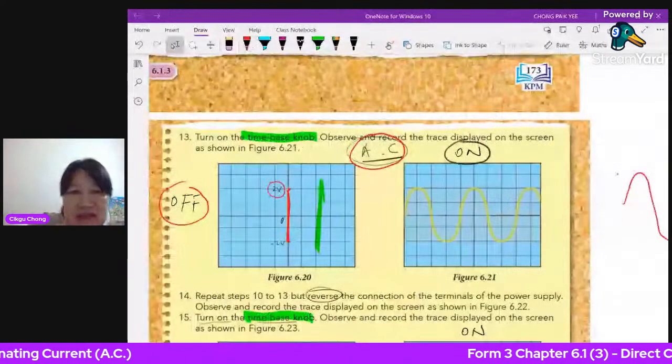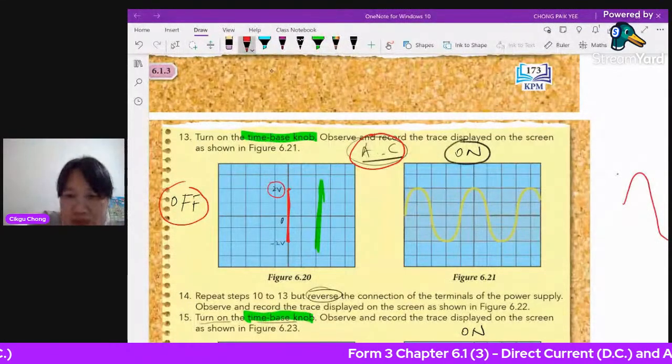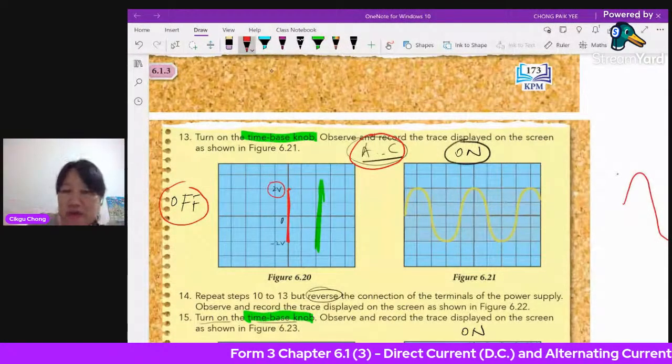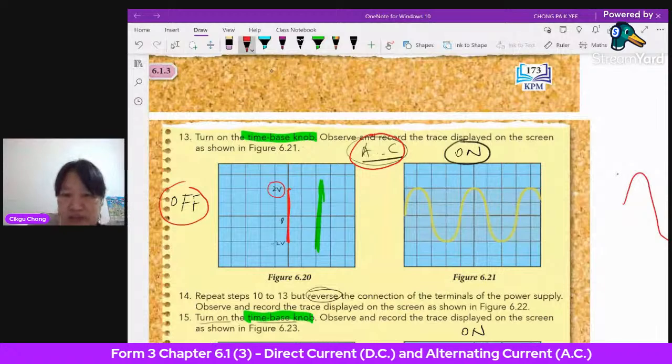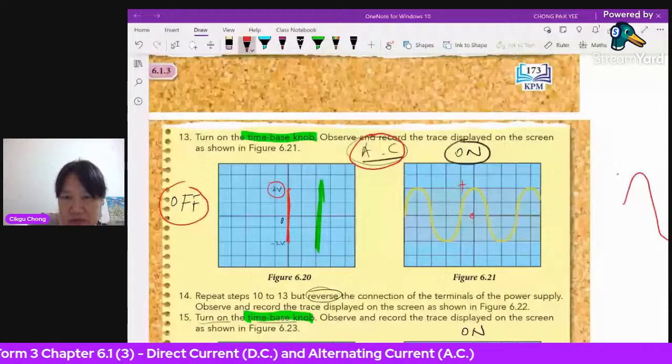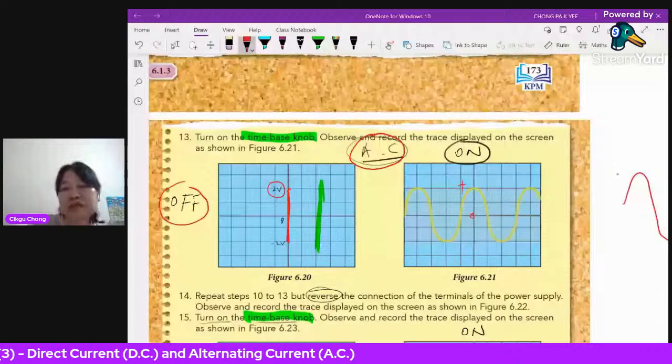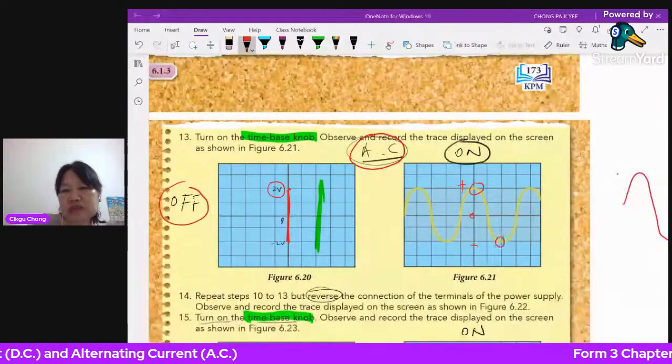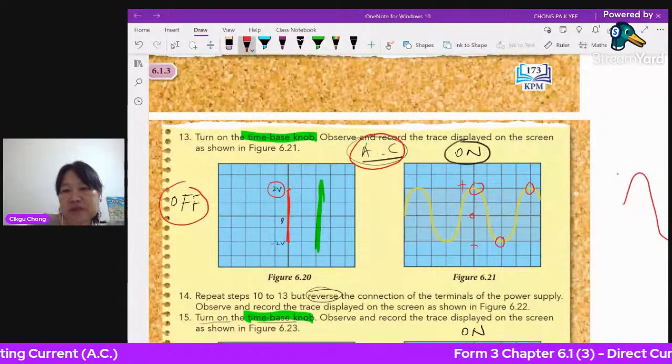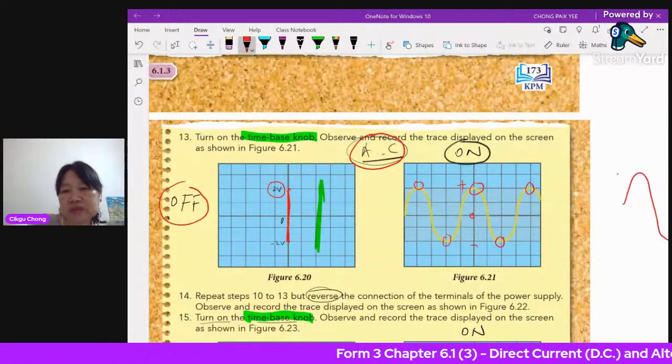Now again, you find that zero is here. So you will have a positive value here, and a negative value here. Positive, negative. So at one moment, it's positive, then the next moment you see it drop to negative, then again go back to positive. Positive, negative, it switches direction. So that's why you get a very nice wave.